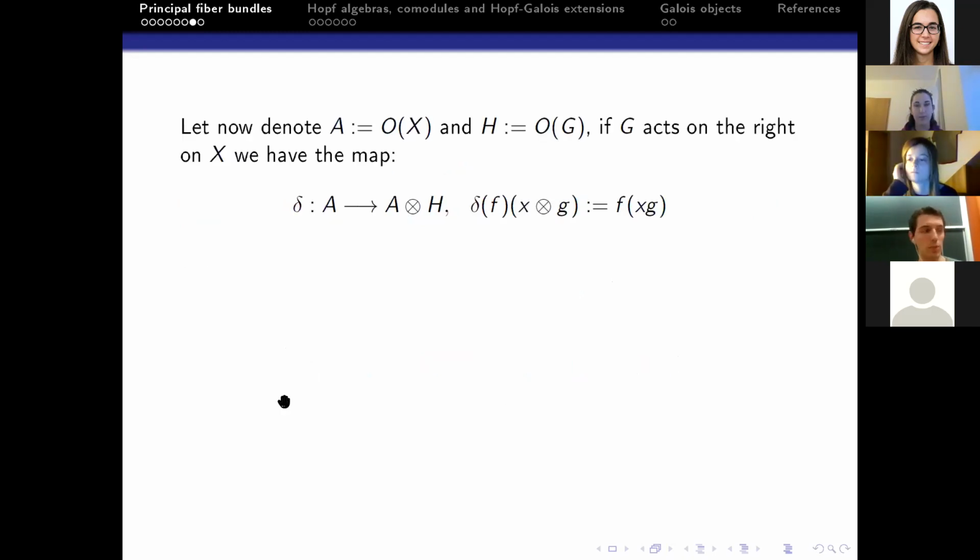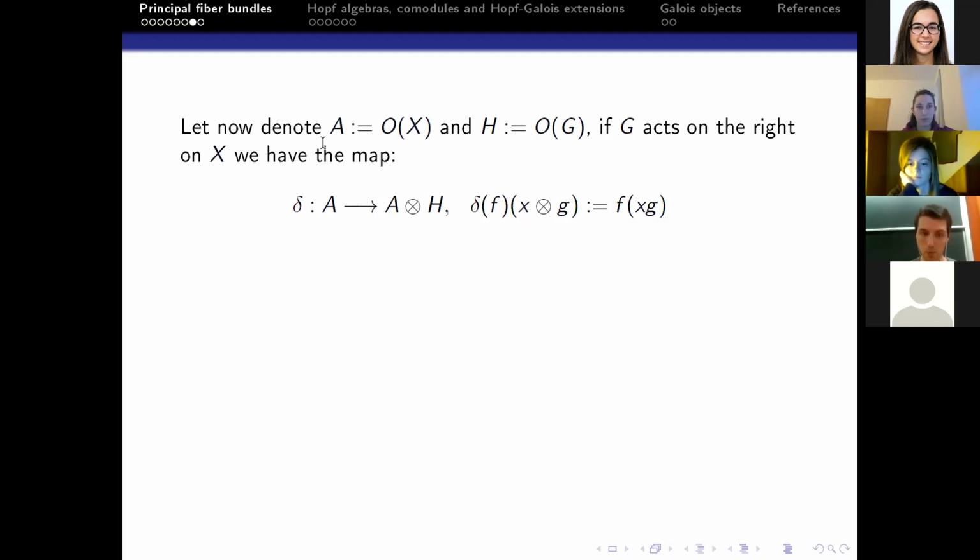But here I'm following a sort of bottom-up approach. So we are starting from a very particular example, and then I will give you the general definition of all the structures. Maybe it will be more clear. I don't know.